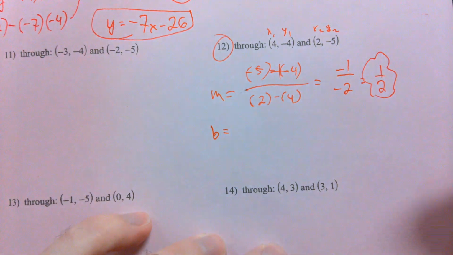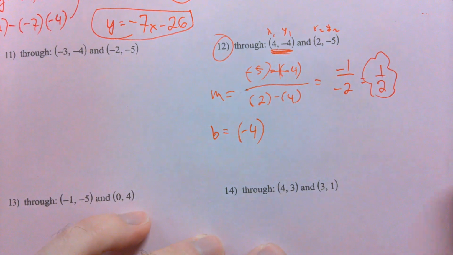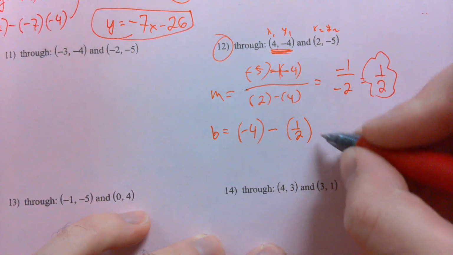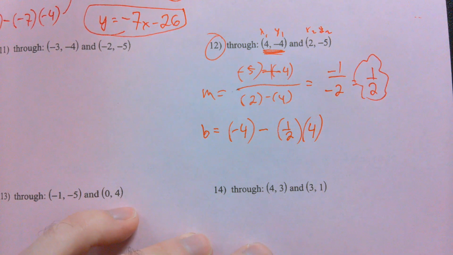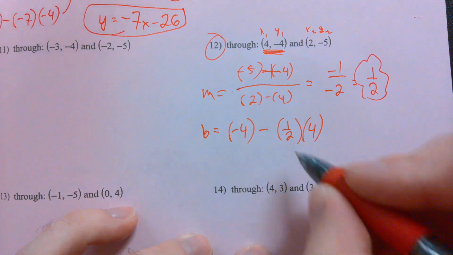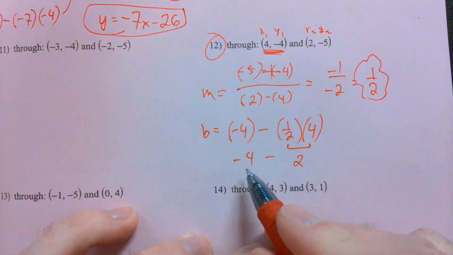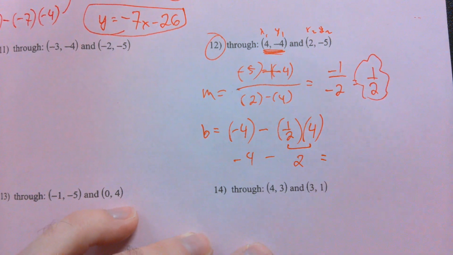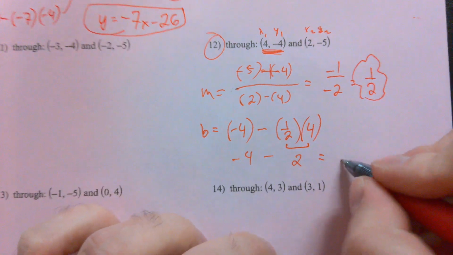B is equal to, I'm going to take my first point again. My y value is negative 4 minus my m, which is 1/2, times x, which is positive 4. Multiply first, then subtract. Half of 4 is 2. Bring down the minus, bring down the negative 4. And negative 4 minus 2 gives me what? Negative 2 is close. Negative 6, right?